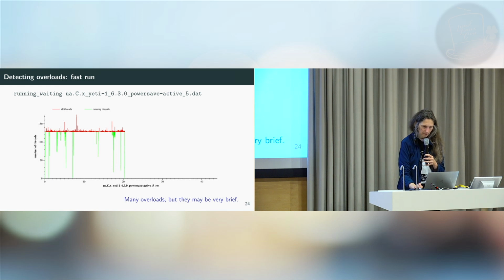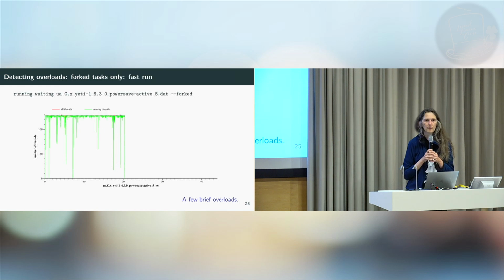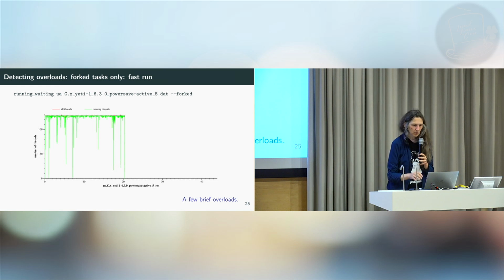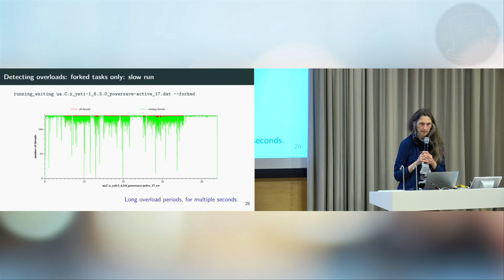There's another option for running waiting, which is forked, and that is only going to show the tasks that are forked at the moment. This is more like what one would expect, which is that most of the time, but not all the time, we're up here at the 128 level, and we only have a few little tiny red things. Basically, green is good in this case, and red is bad. So you just look at the graph and see where it is red. This does not seem too alarming. On the other hand, if we look at the slow one, then it looks like this.